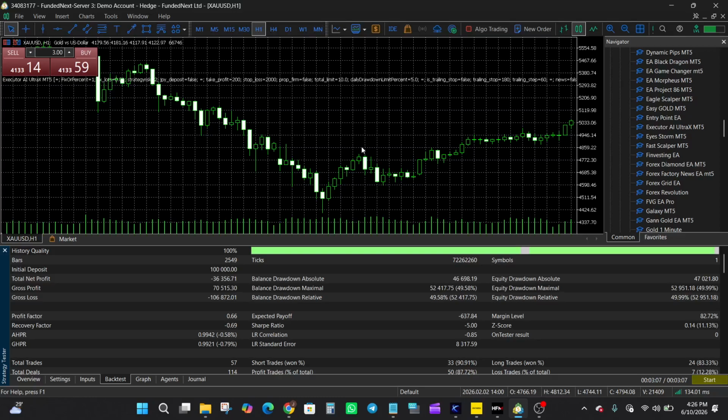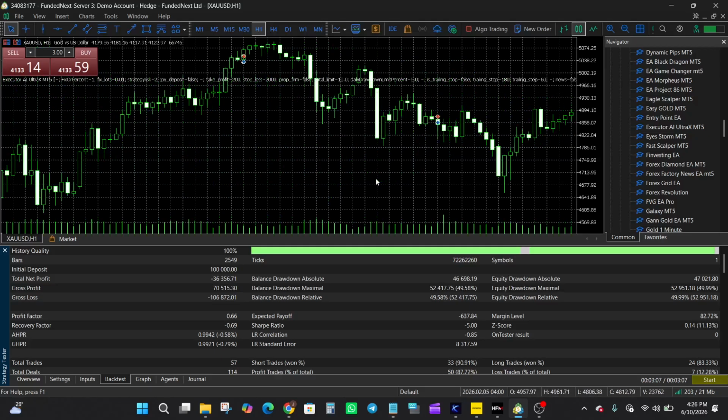Overall, the Executor AI Ultra X EA presents itself as an MT5 based gold trading system that combines multiple AI related technologies with structured risk management and local processing through its proprietary Ultra X component. As with any automated strategy, thorough testing and optimization on your own setup should always come before considering live deployment.